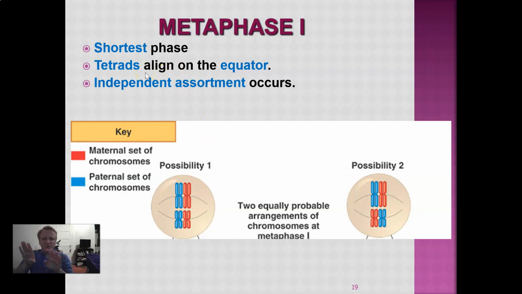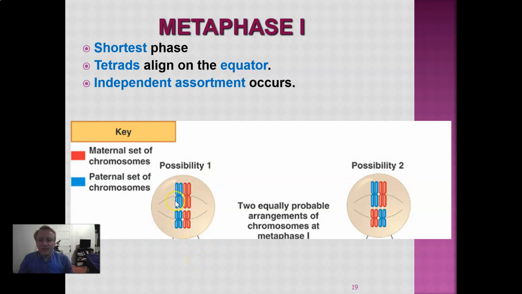Tetrads, remember those two homologous chromosomes, line up at the equator. Crossing over has already occurred, so we could have some weird combinations. But what I want to show you about metaphase is that this is where independent assortment occurs. And when I say independent assortment, I mean that tetrad with your maternal and paternal chromosomes can line up in either direction along the equator, along that metaphase plate.